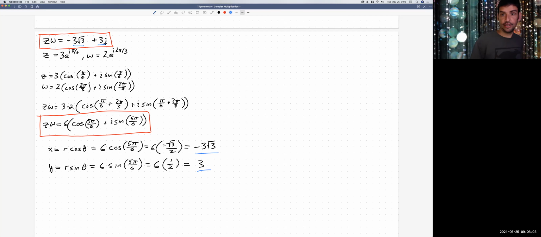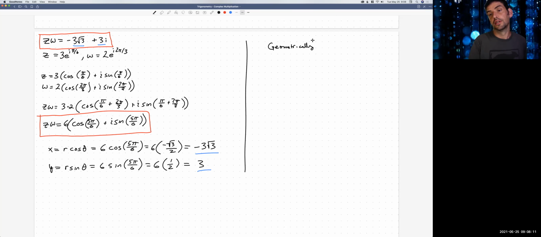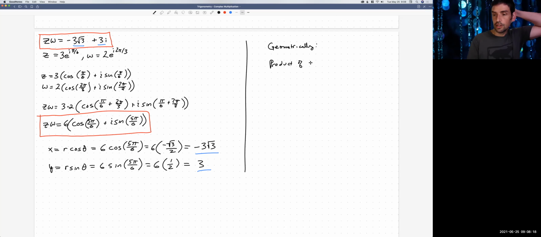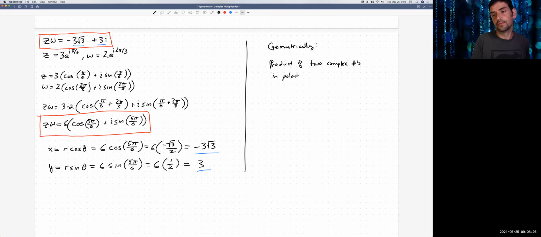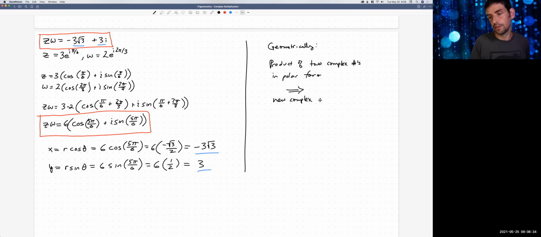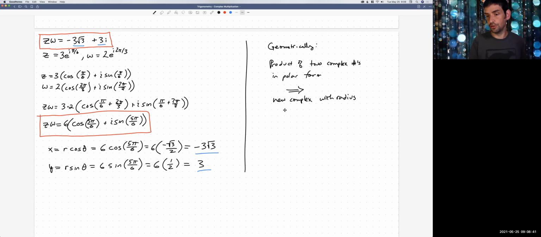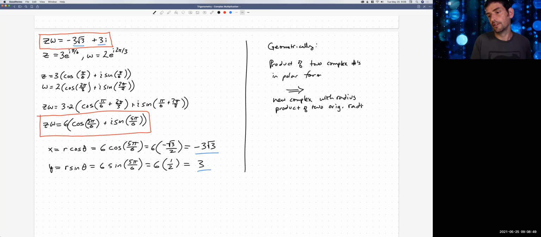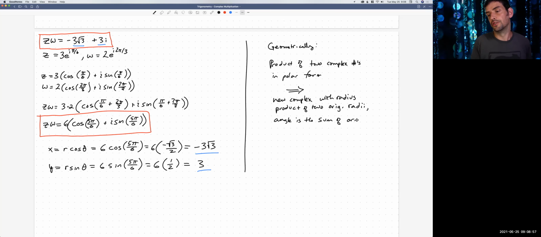So let's just state geometrically what we've seen: the product of two complex numbers in polar form gives us a new complex number with a radius that is the product of the two original radii, and whose angle is the sum of the original angles.